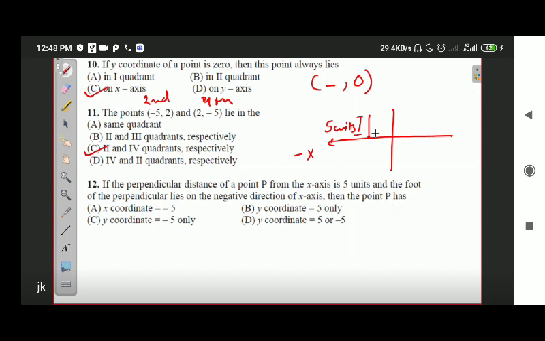The point P has y coordinate as 5. This distance is the y coordinate. The y coordinate can be 5 or minus 5. Perpendicular distance can be taken this way also. Okay, so your answer is 5 or minus 5, because perpendicular distance from the negative x-axis can be on either side, towards the positive y or towards the negative y.